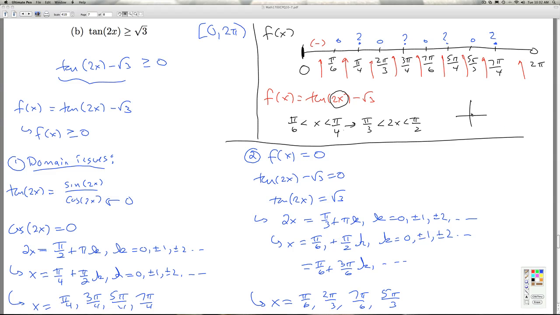So, here's pi over 3. And the tangent of pi over 3 is radical 3. And here's pi over 2. The tangent of pi over 2 is undefined. So if I'm an angle whose terminal side is in here, then the sine is getting closer to 1, but the cosine is getting closer to 0. That means the tangent's increasing from radical 3 up to infinity. That means that the tangent in here is bigger than radical 3, so that when I subtract radical 3, I get a positive number.